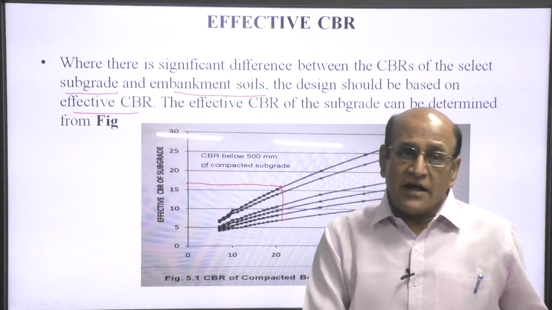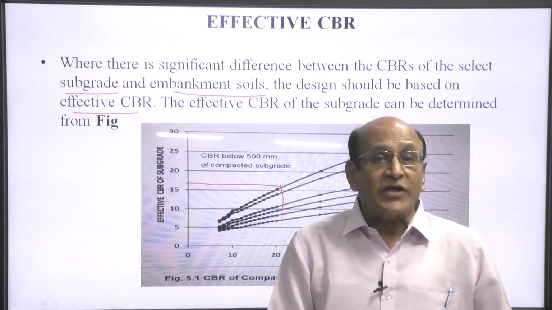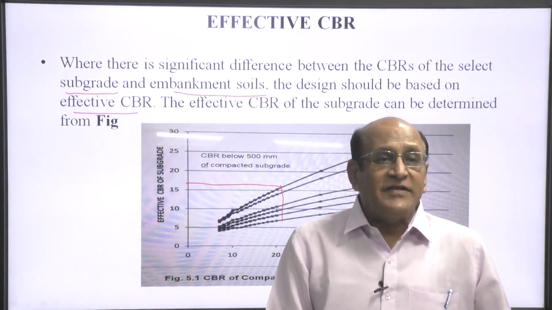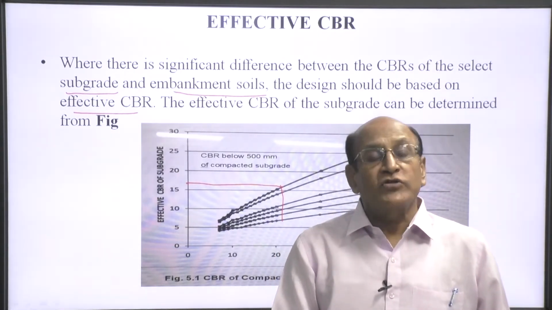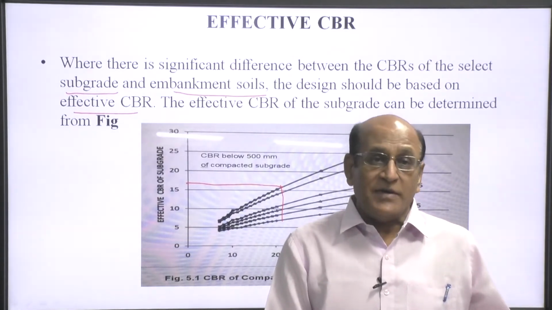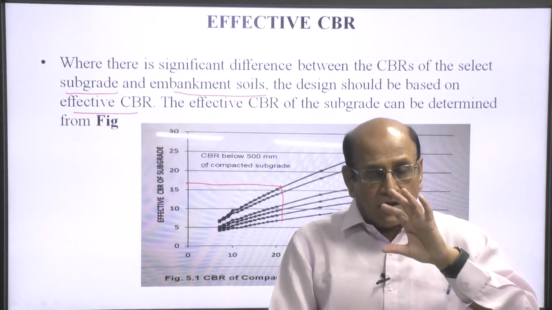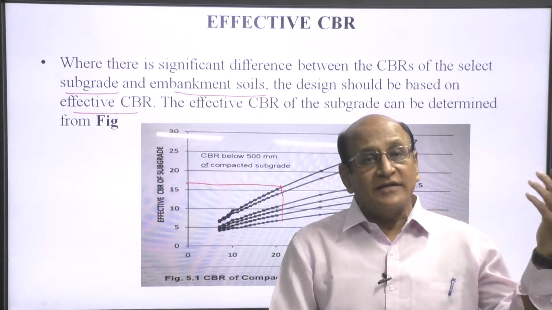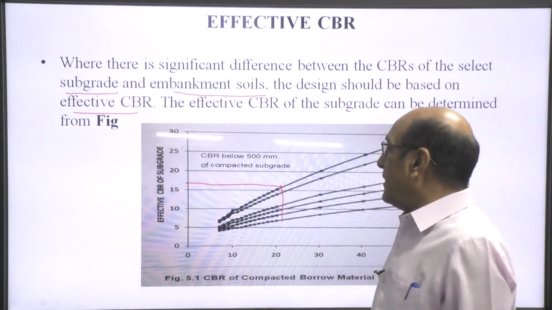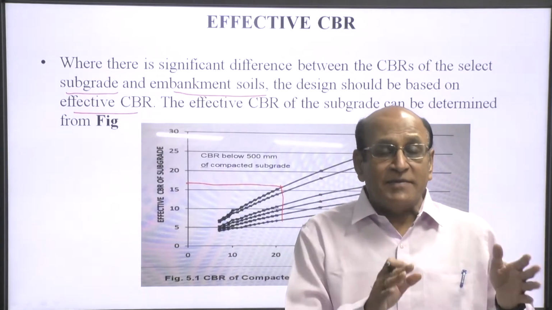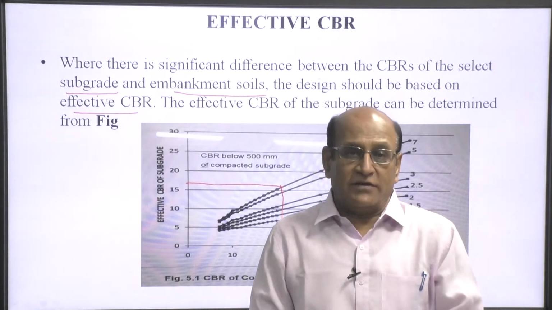The IRC has recommended that no soil should be used as a subgrade having effective CBR less than 8. So, we have to select a soil having effective CBR more than 8. By this chart, the effective CBR lies between the CBR of the select soil and the CBR of the in situ soil.